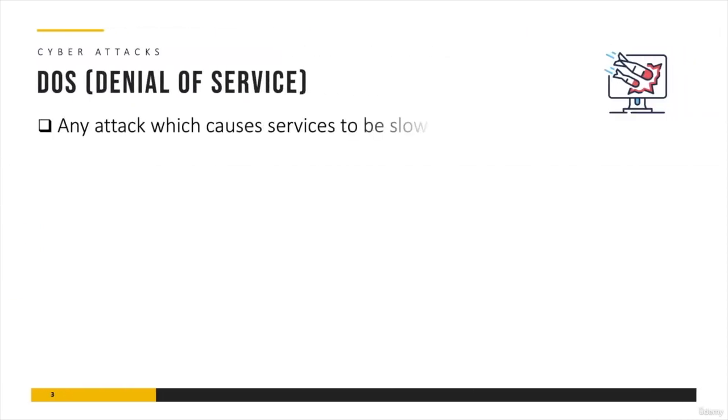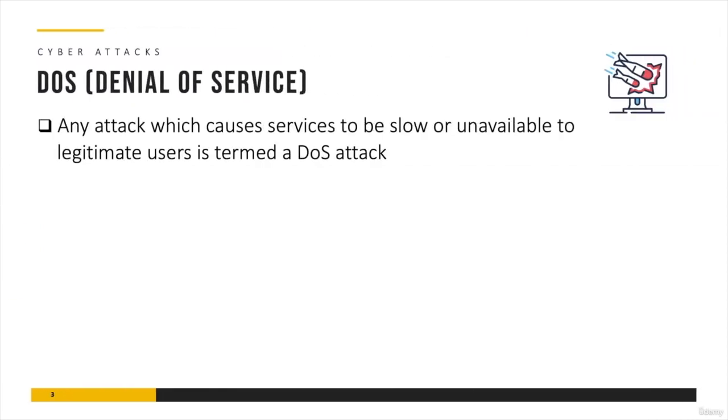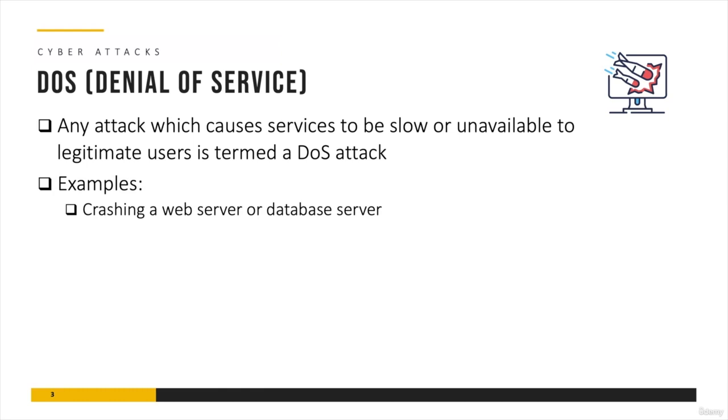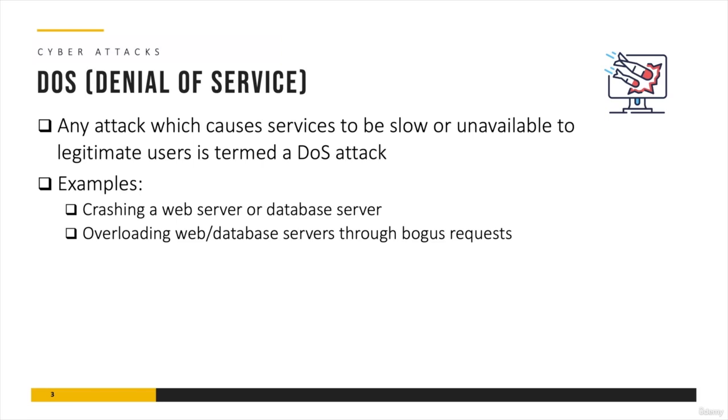A denial of service attack is any attack which causes services to be either slow or unavailable to legitimate users. This includes examples such as crashing web or database servers so that users are no longer able to access them. You can also overload the web or database servers through bogus requests, or choke the network bandwidth through bogus traffic, such as we saw, ping traffic. You can send thousands of frivolous ping messages to choke the network bandwidth. But the basic aim is the same, either to deny legitimate service to users or make it so slow that it becomes infeasible or impractical to use.